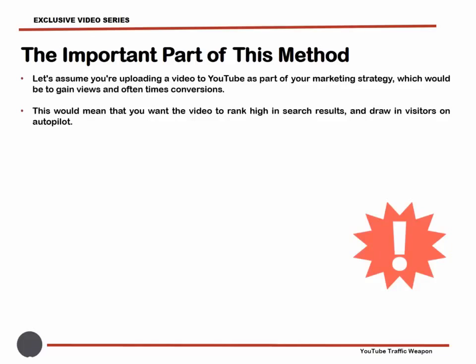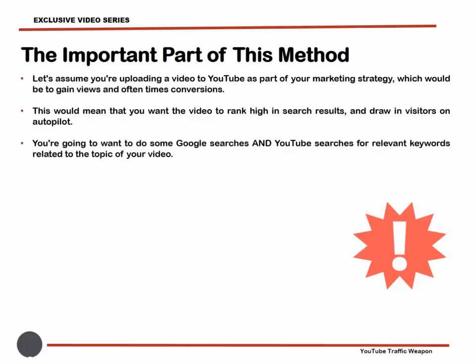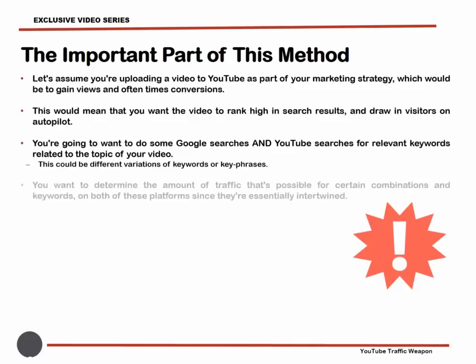After all, that's one of the biggest benefits of video marketing as a whole when it comes to the internet. You're going to want to do some Google searches and YouTube searches for relevant keywords related to the topic of your video. This could be different variations of keywords or key phrases. You want to determine the amount of traffic that's possible for certain combinations and keywords on both of these platforms since they're essentially intertwined.